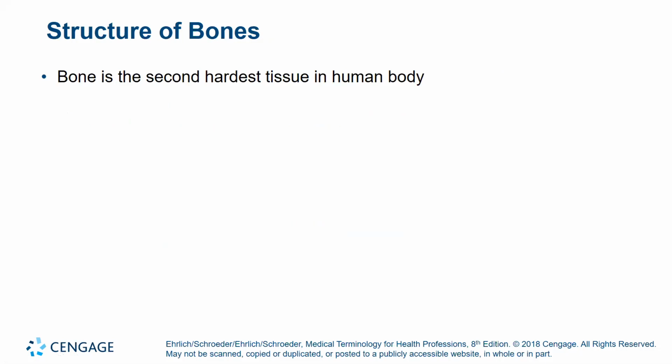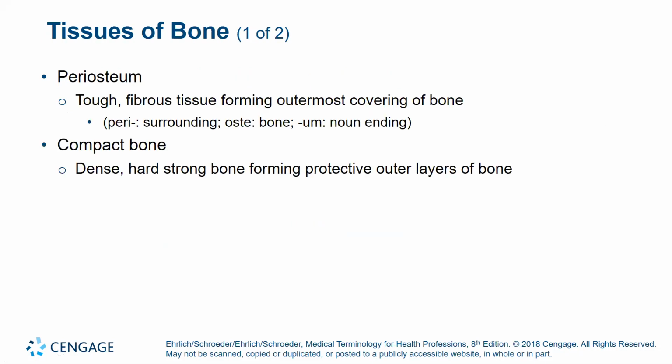The structures of the bone. Bone is the second hardest tissue in the human body. Only dental enamel is harder than the bone. We have types of bone. We have the periosteum, which is a tough fibrous tissue forming the outermost covering of the bone. Looking at that medical term, we can break it down: peri is surrounding, oste is bone, and the final part is a noun ending.